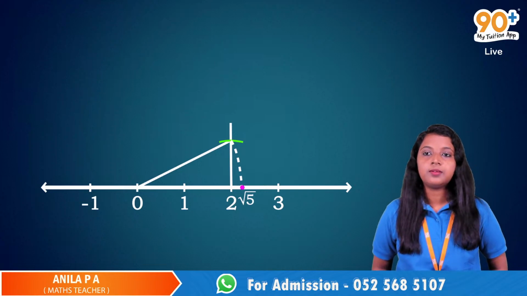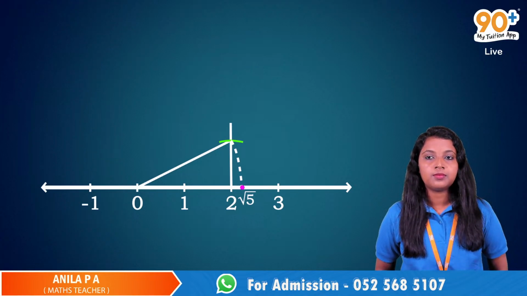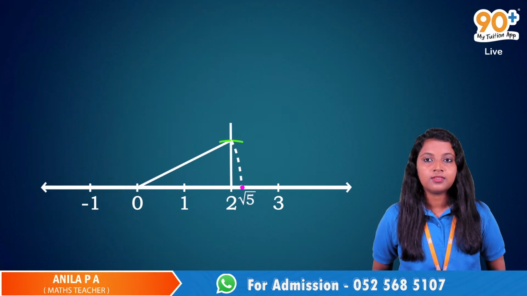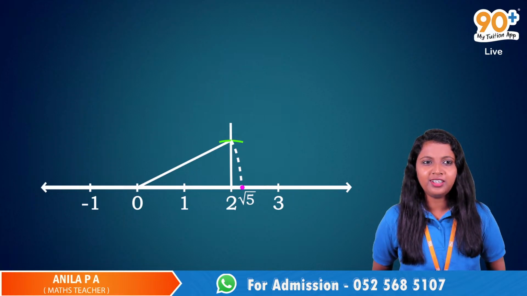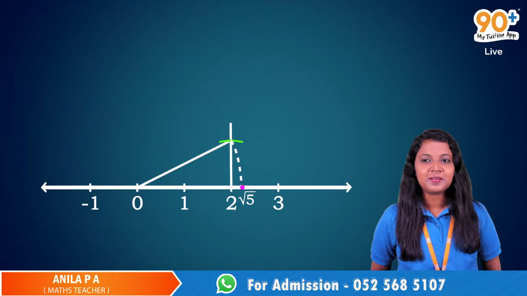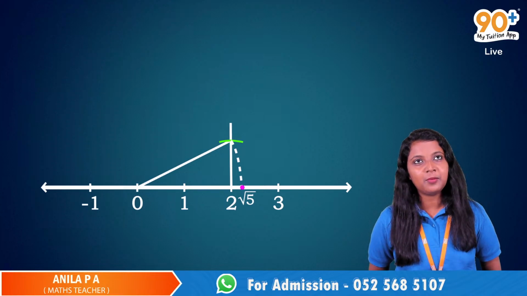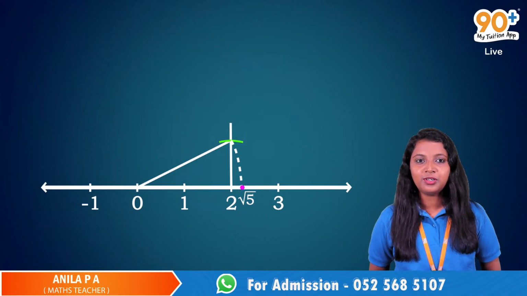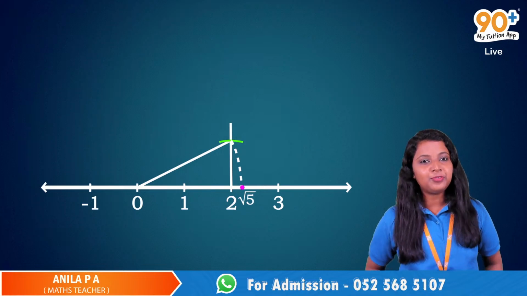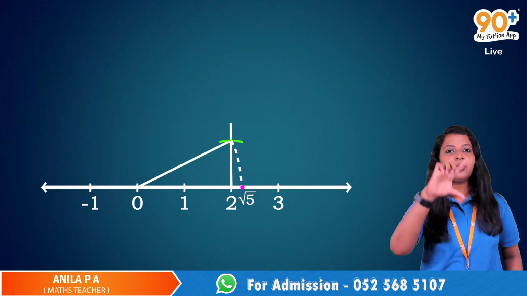Yes, Rishikesh? Ma'am, from root 3, we will get root 2. What did you mean? After drawing root 2, we can draw root 3.